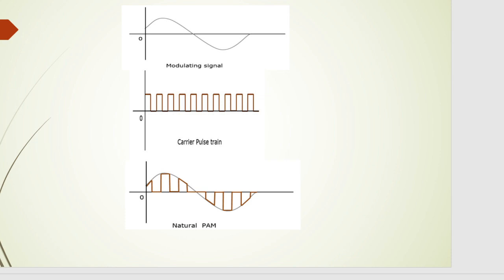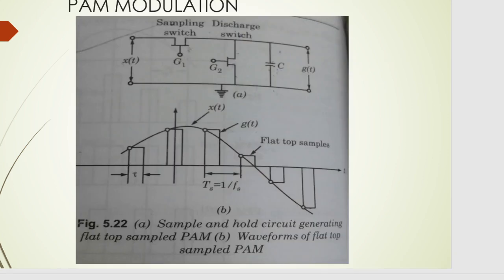Now, we will discuss how such a waveform is generated, or what are the methods of generating a PAM waveform. This is very important for you as far as the exam is concerned. We have a circuit arrangement for obtaining the PAM waveform. We can see here, this is a circuit having two switches. These two field effect transistors are acting as switches, basically electronic switches.